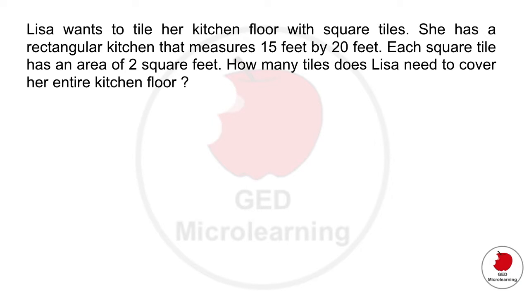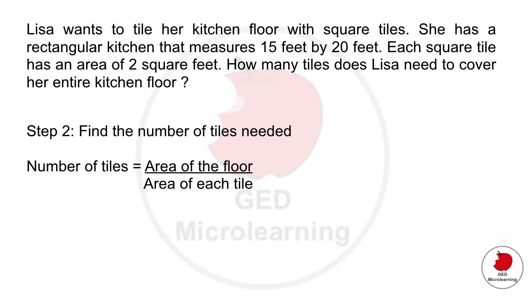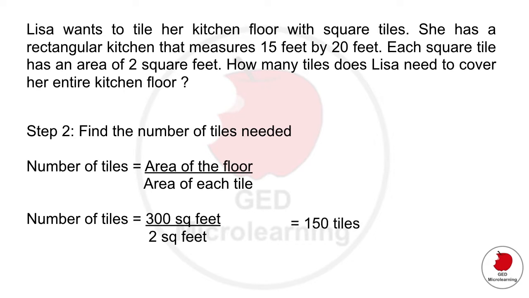And then the second question is, how many tiles do I need to cover that area? So in order to find that, you're going to use this equation, right? We have the total area of the floor, and then the area of each specific tile. We just found out before that the area of the floor was 300 square feet. And in the question, they're telling us that each little square tile has an area of 2 square feet. So all you have to do is divide that 300 square feet by 2 square feet, and that tells you that you need 150 tiles.